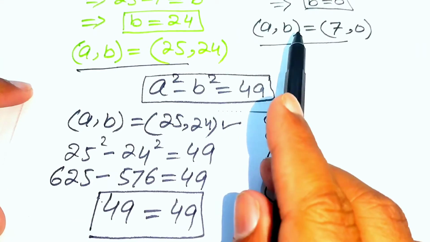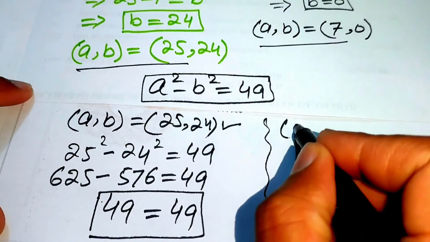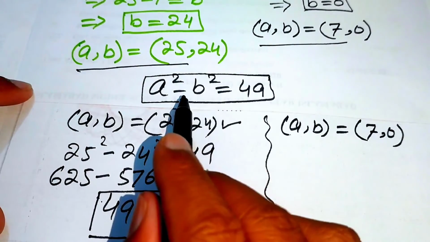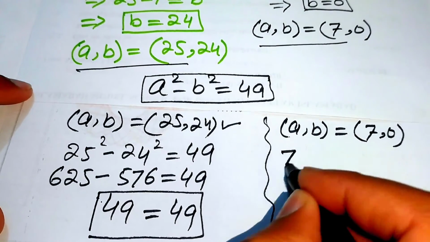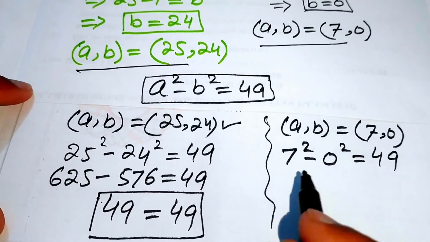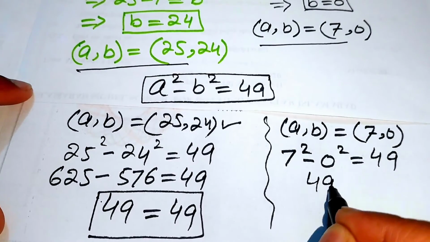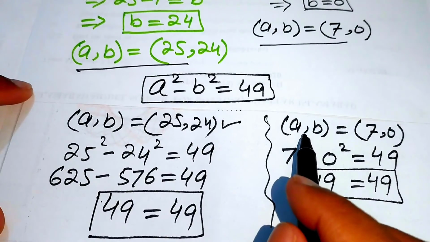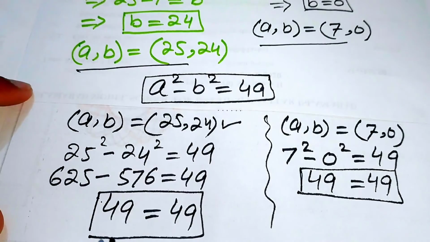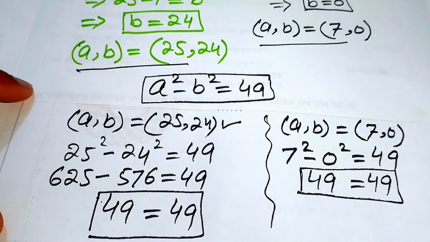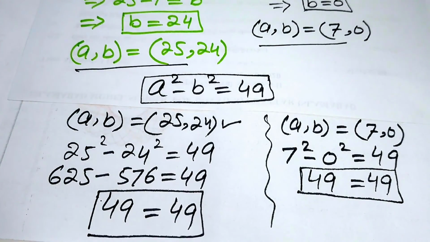And now we check this solution, so here we substitute the value of a and b. It is 7 and 0 in the left hand side of this equation, and we see that we have 7 square minus 0 square equals 49. So we know that 7 square becomes 49 equals 49. So this shows that the second solution, which is a, b equals 7, 0, also satisfies our given question statement. So this shows that a, b equals 25, 24 and a, b equals 7, 0 are the two solutions of the given question, and this is the final answer.